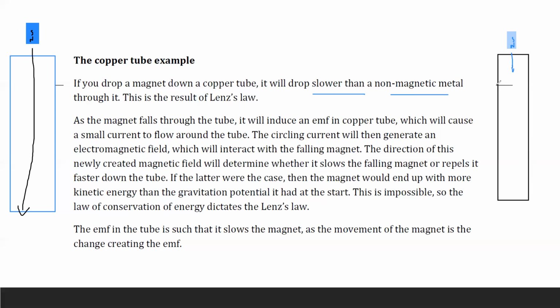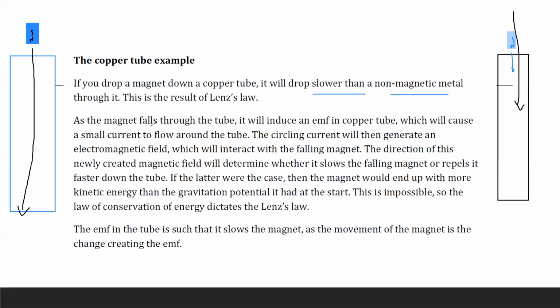What is the reason? When the magnet is falling, there is a change in the magnetic field, so there will be induced EMF in the copper. Because there is a current in the copper, the current produces a magnetic field, and that current will try to resist the change in the magnetic field. That's why the magnet will slow down.